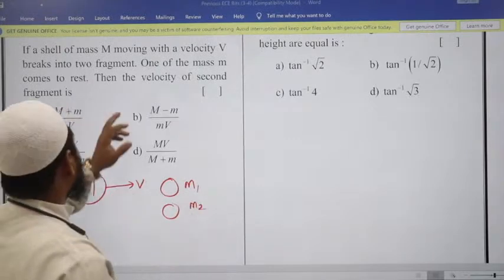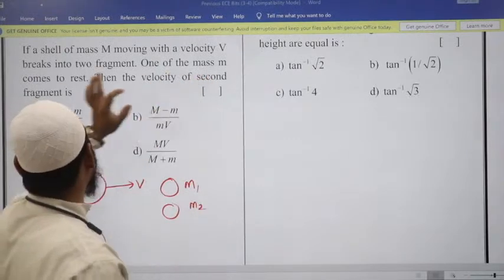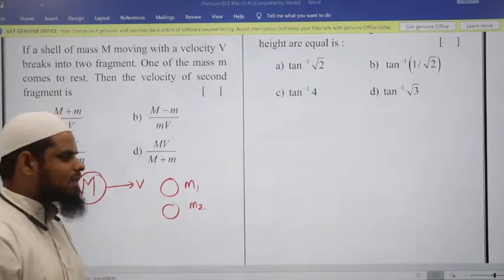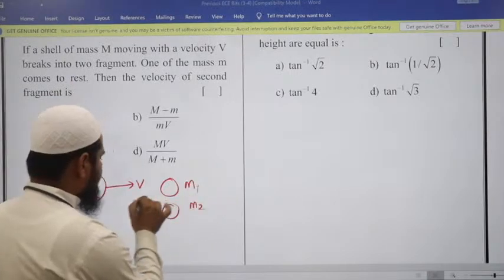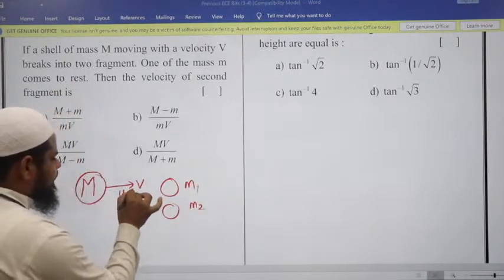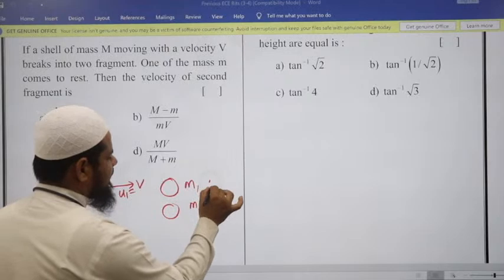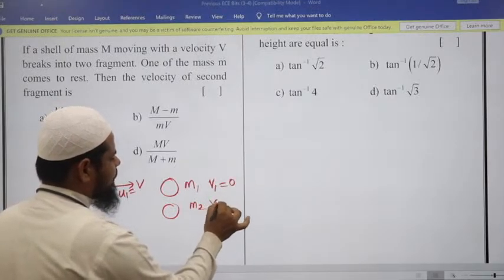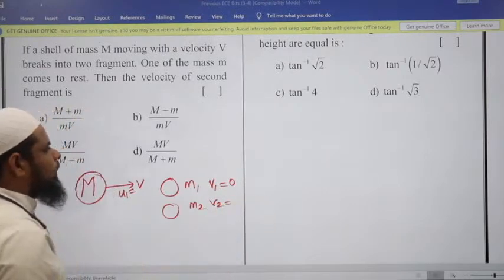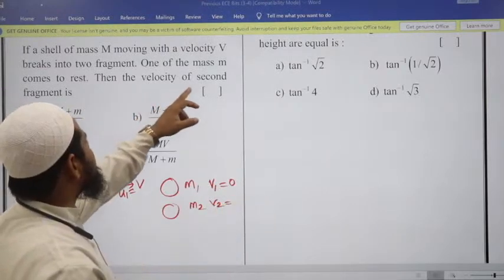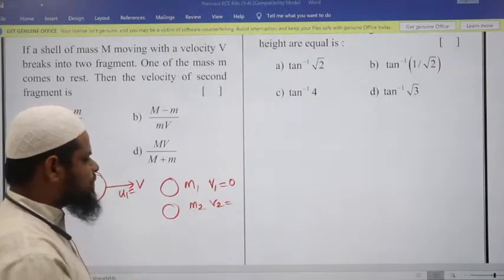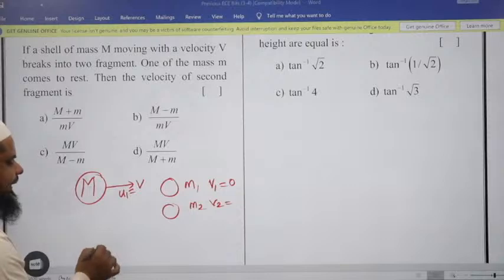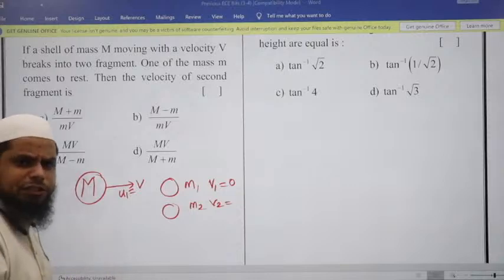Now one of the masses comes to rest. In these two, one of the masses comes to rest. It means this is the initial velocity and its final velocity v1 comes to rest, and v2 is considered as some v2 only. Then the velocity of the second one, what is v2? That's what he is asking. What is v2? So now we can write here the law of conservation of momentum.